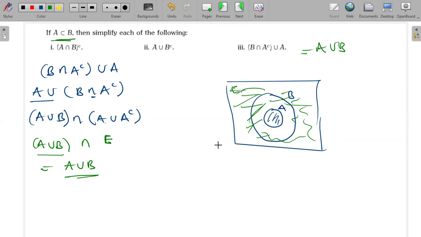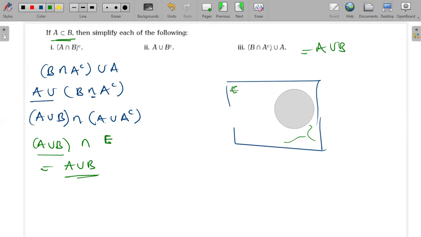So we get A union B there. Now, what is A union B? When you look at A union B, you're looking at elements that are in both A and B.